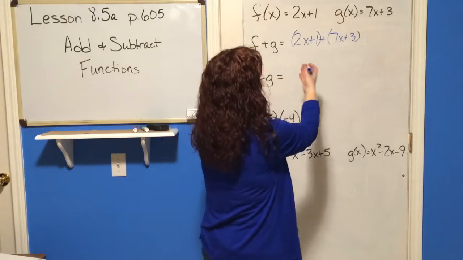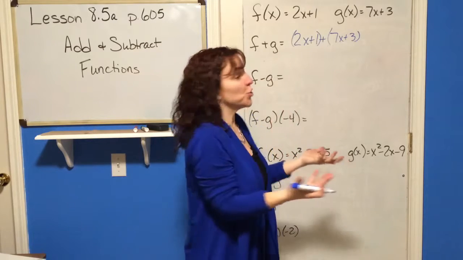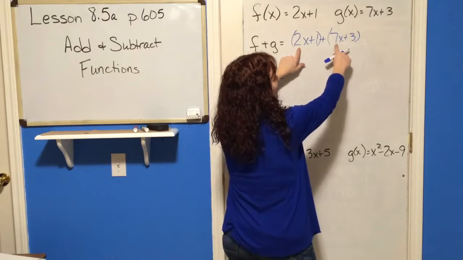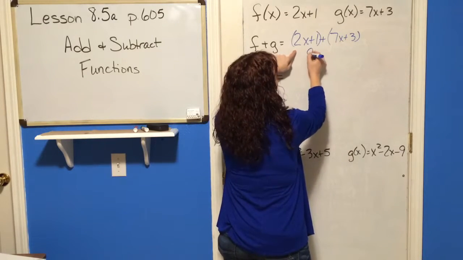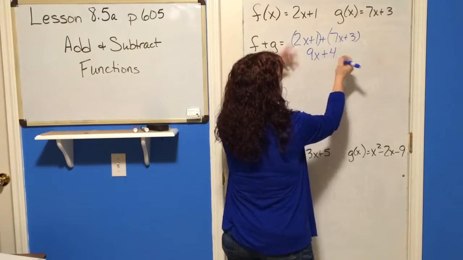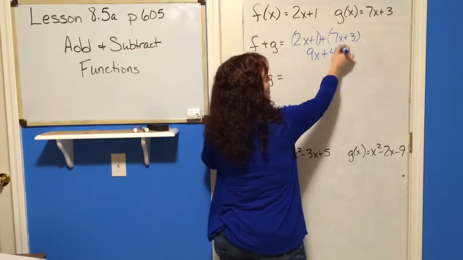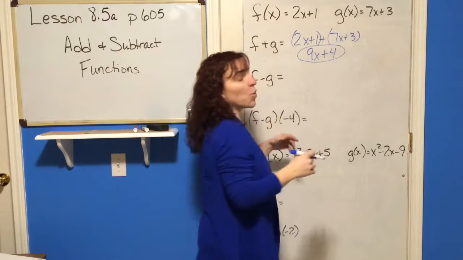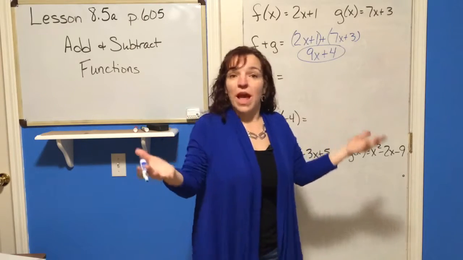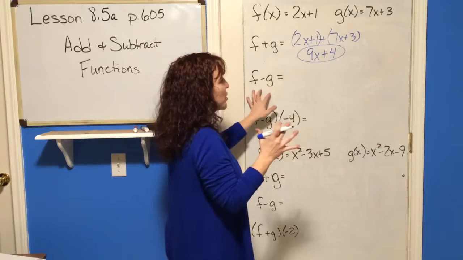Once you've listed those different functions, now you just combine like terms. So the 2x and the 7x go together, so 9x, and the 1 and the 3, so plus 4. So the function f plus the function g is just 9x plus 4, and this becomes a new function, and you're done. Easy sneezy. Now with subtraction, it's a little bit trickier.